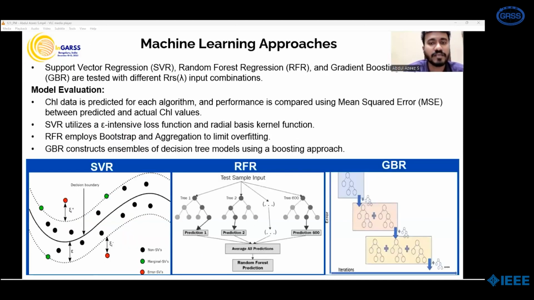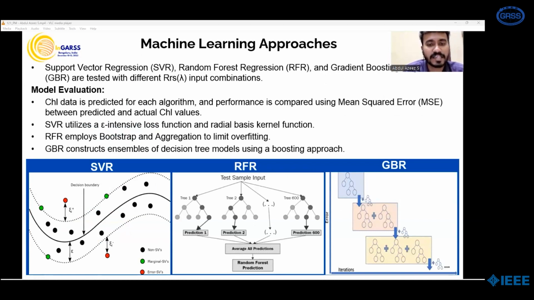Now coming to the machine learning approaches, you can see we have used SVR, RFR, and GBR methods. SVR utilizes an epsilon-insensitive loss function and radial basis kernel function. RFR employs bootstrap and aggregation to limit overfitting. GBR constructs ensembles of decision tree models using boosting approaches.